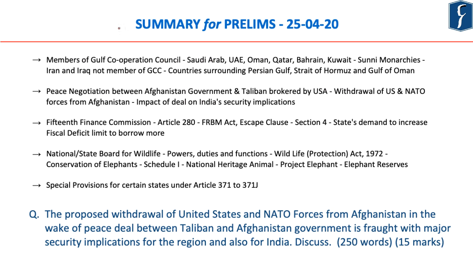Now, after our discussion, this is your summary for your prelims examination. Today we have discussed important aspects with respect to members of the Gulf Cooperation Council, which are Saudi Arabia, UAE, Oman, Qatar, Bahrain as well as Kuwait. All these countries are Sunni monarchies. However, Iran as well as Iraq are not members of the GCC, and these countries are surrounded by the Persian Gulf, Strait of Hormuz as well as Gulf of Oman.